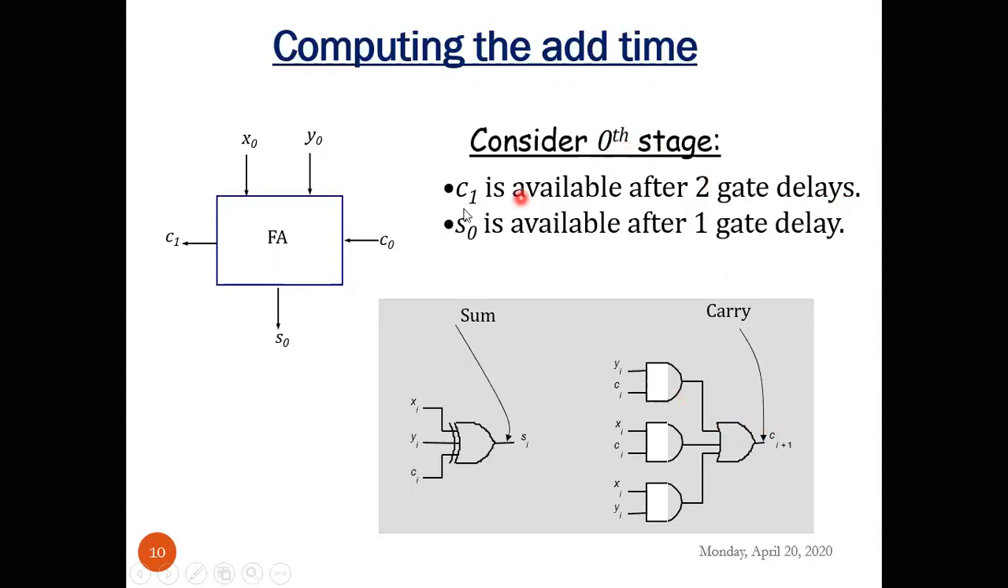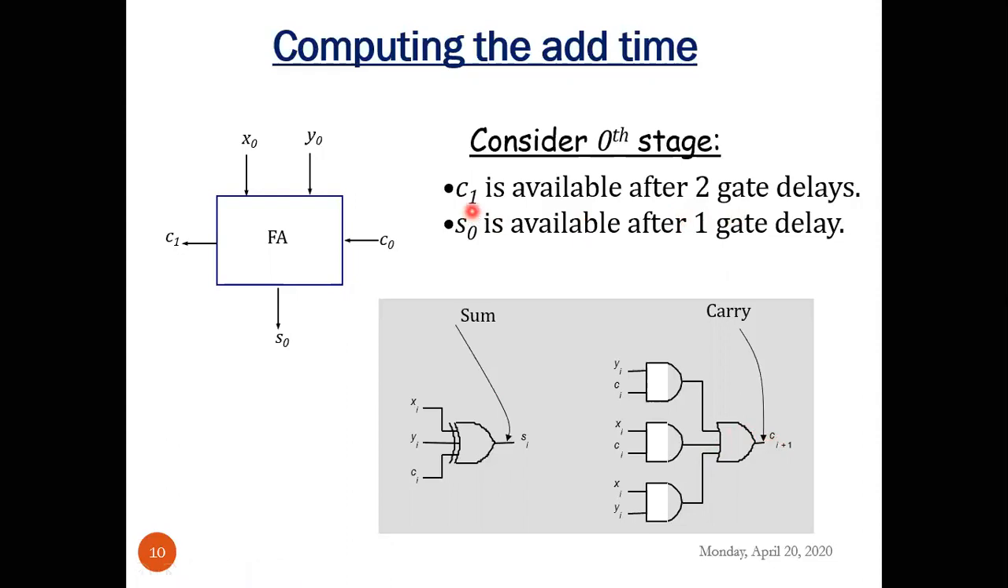Considering the zeroth stage, C1 is available after two gate delay and S0 is produced after one gate delay. So clearly note this. Here you get confused. For all three AND gates, I'm applying the inputs simultaneously. All three AND gates will produce the output in the same delay. So one gate delay here and one more gate delay at the output of the OR gate. Totally two gate delays I require for producing C1.